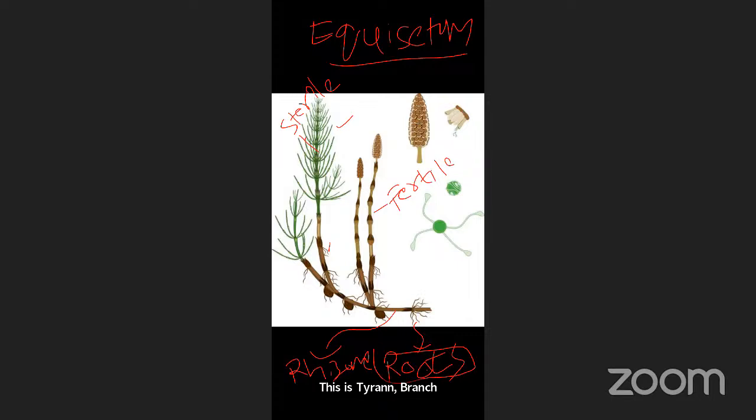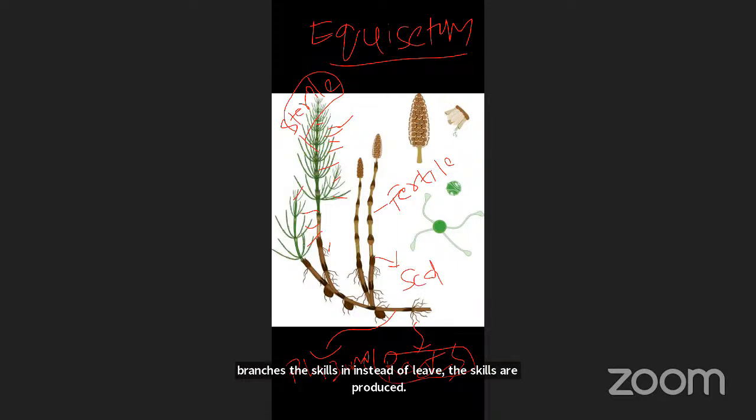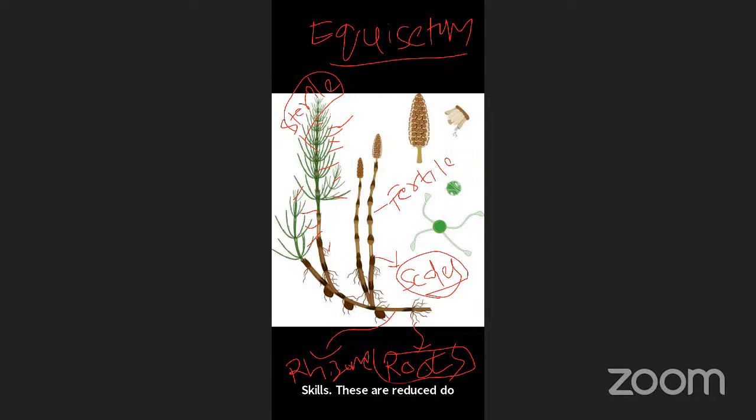The sterile branch has green leaves arranged on it. The function of green leaves is photosynthesis. In the fertile branches, scales are produced instead of leaves. These are reduced, non-photosynthetic leaves. Scales are produced at the nodes. In this stem axis, nodes and internodes are clearly visible.